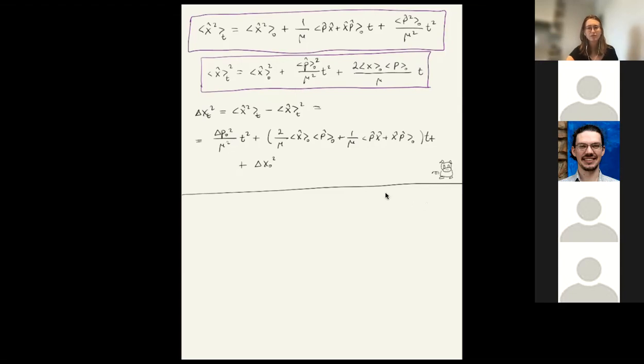Okay, let's continue. So first, we're going to tackle a relatively simple thing, which is why a basis sums up to identity.